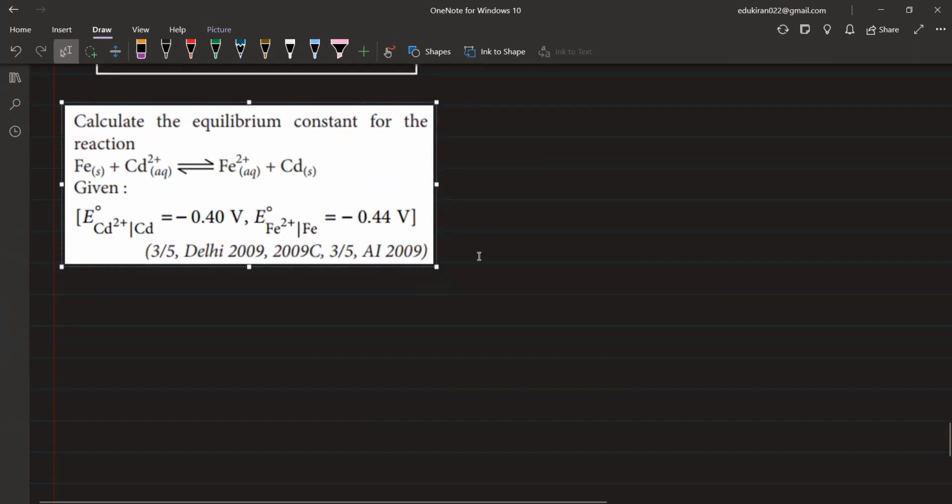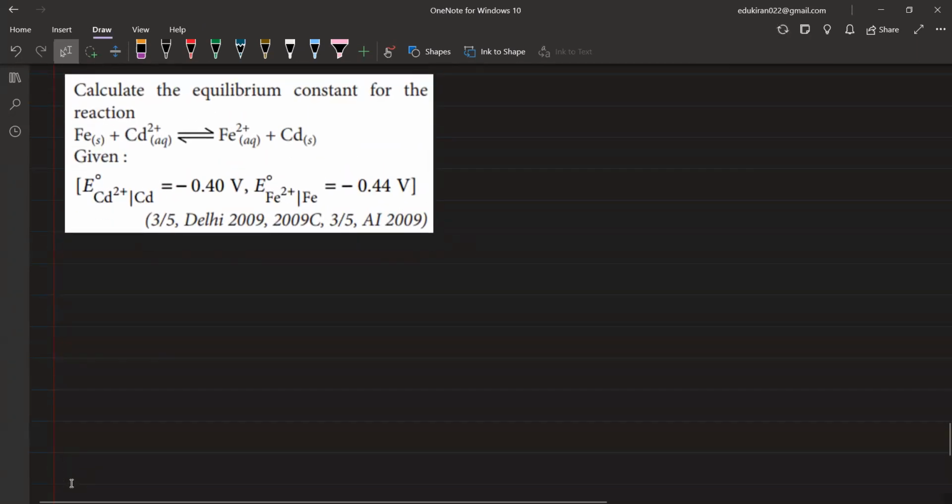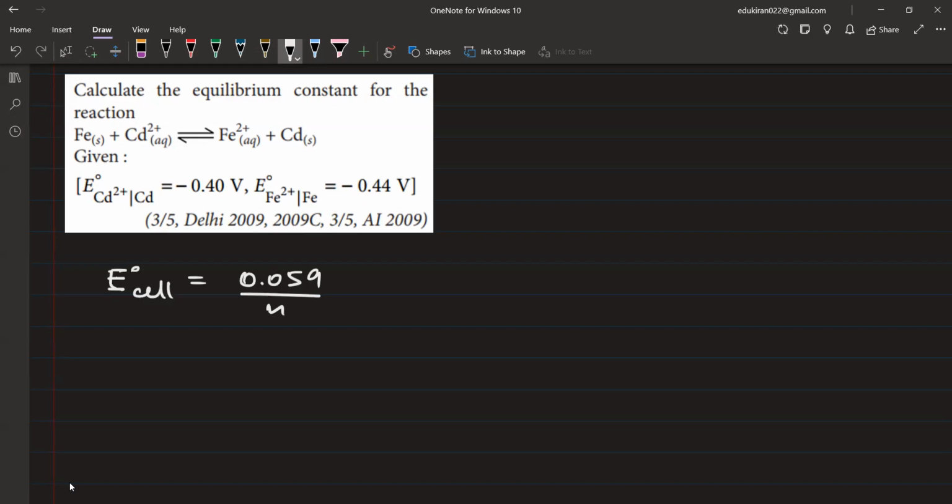So see, what they are asking, calculate the equilibrium constant of the reaction. This reaction has been given, and then you have to calculate the equilibrium constant. So whenever you have been given something like this, we know that the E naught cell is equal to 0.059 upon the number of electrons that are being used in this particular reaction, log of Kc, right? This is my equilibrium constant. So whenever you have been asked about equilibrium constant, you will write this reaction.